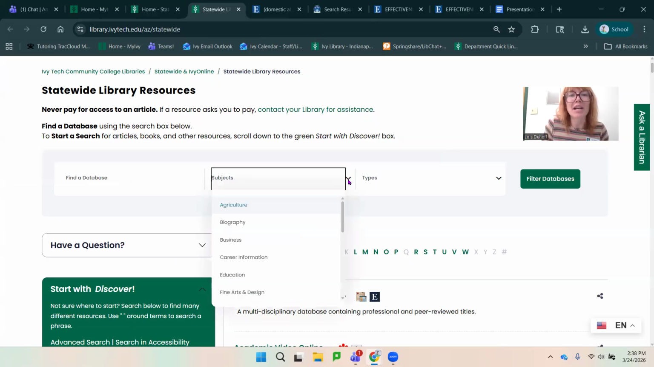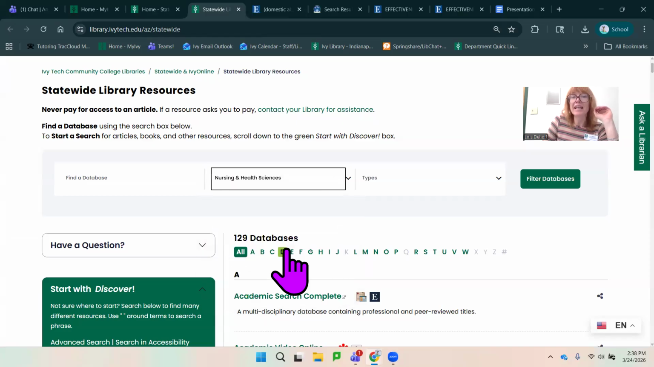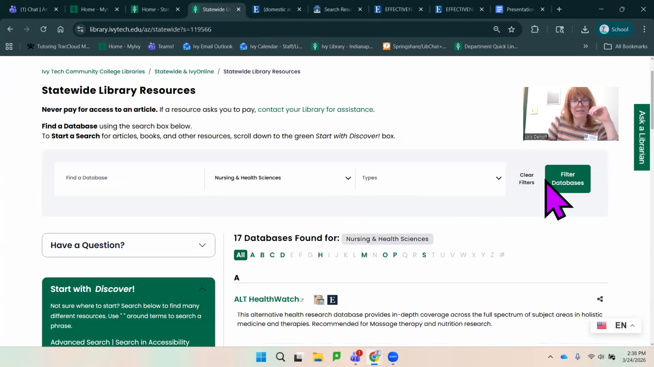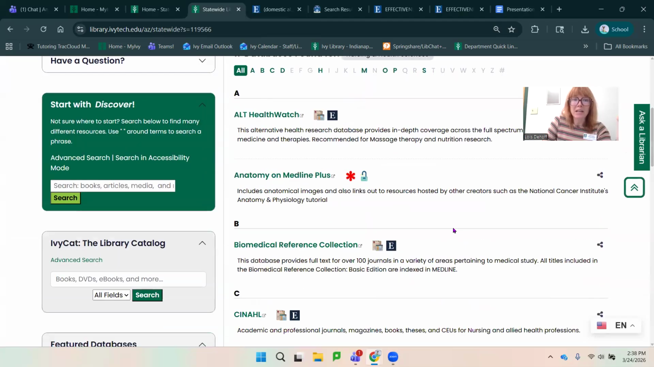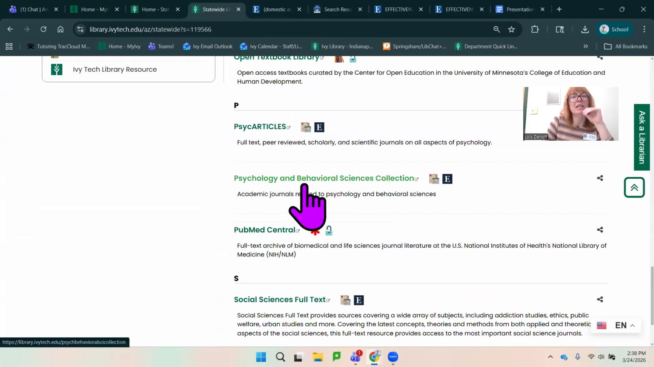And so if we look at the subjects here and we scroll down a little bit, I would say for a lot of you, because you're dealing with mental health in some way or the other, you would maybe consider this nursing and health sciences database as a subject-specific database, and then filter databases. Once I do that, you can see that 129 databases turn to 17. And then a really great database that I like is this psychology and behavioral sciences collection. I think psych articles could be good too. You can do what you want.